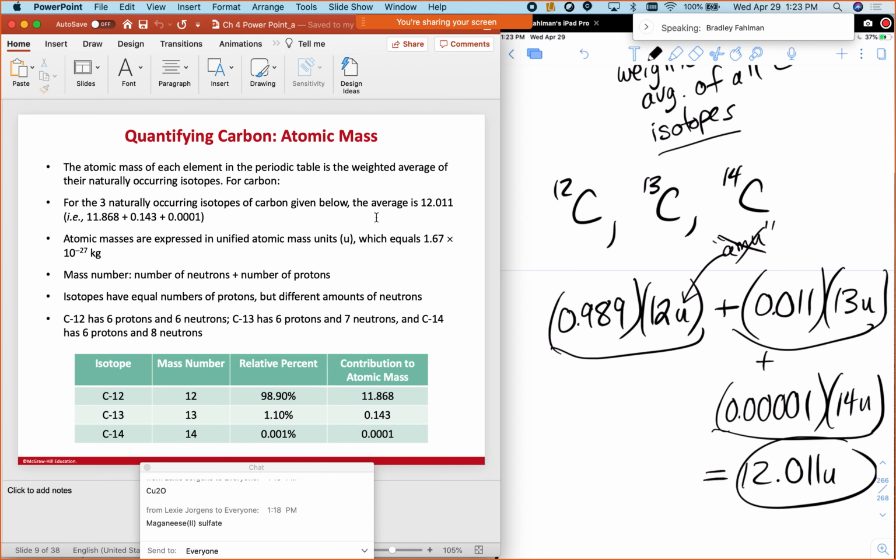So a question might be where you're given percentages and what their mass numbers are, or what isotopes they are, and then what is its atomic mass or atomic weight. You would just do the same procedure and then add up everything.